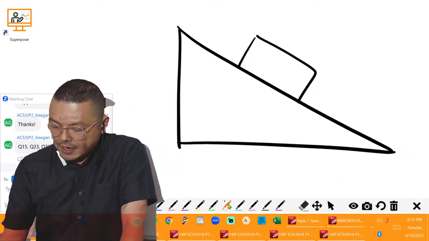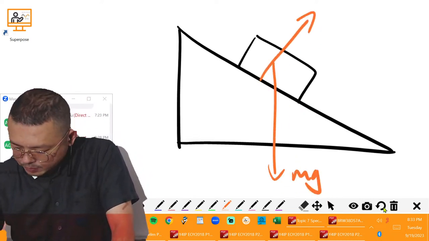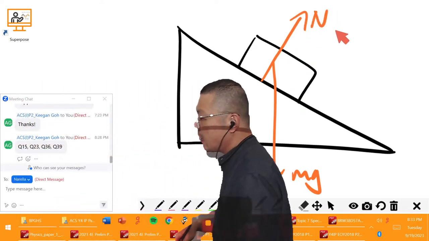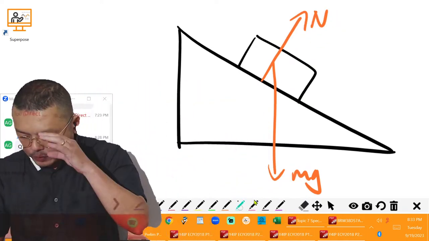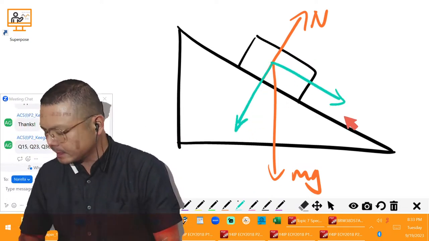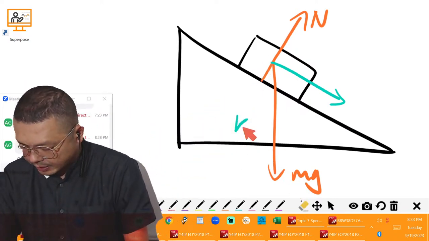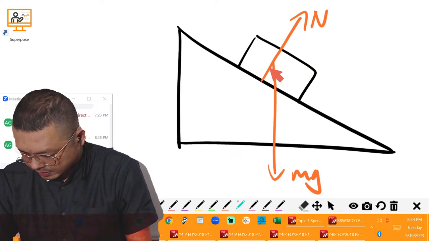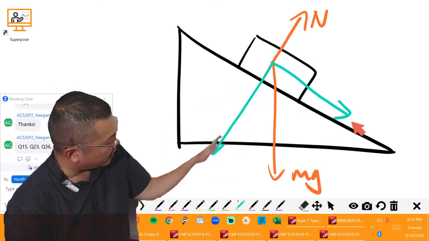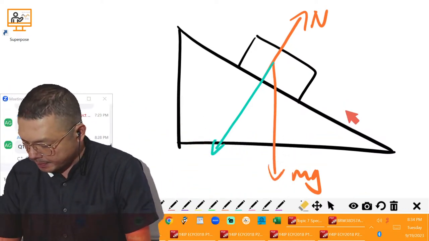First, you must understand that this is the weight and this is the normal contact force. What we are trying to do is split the weight into two components here and here. The green arrow is a bit short, so I need to show it a bit longer, something like that.